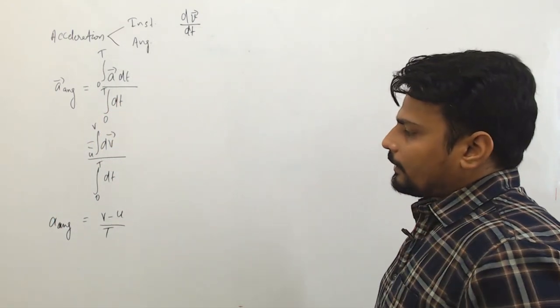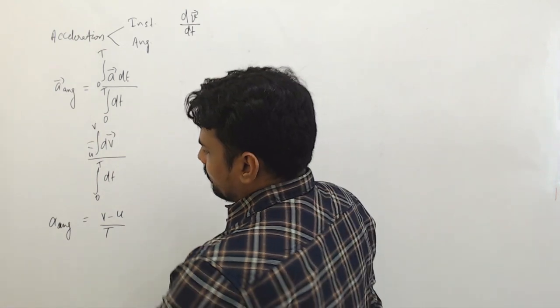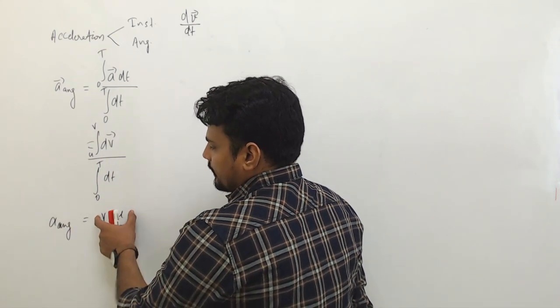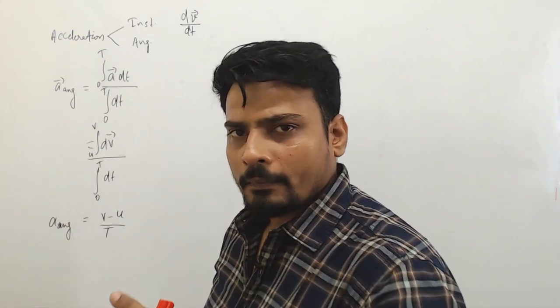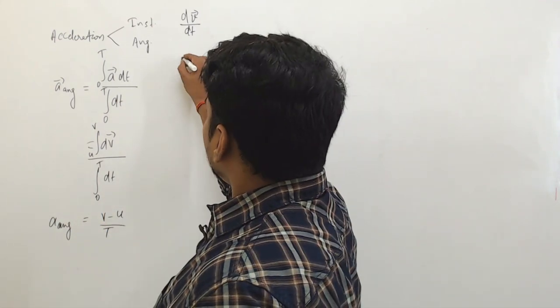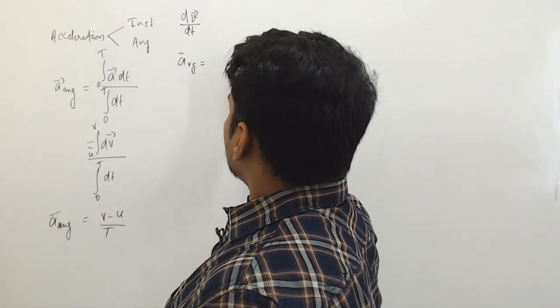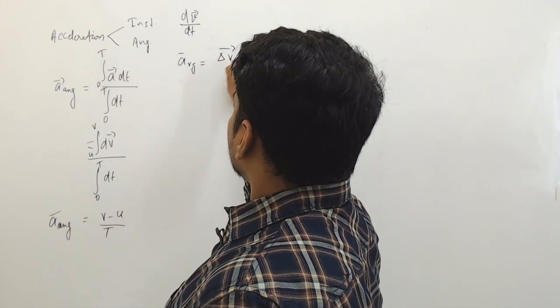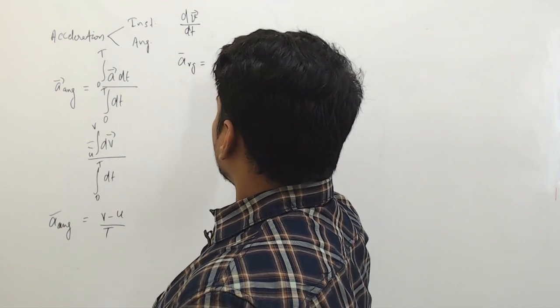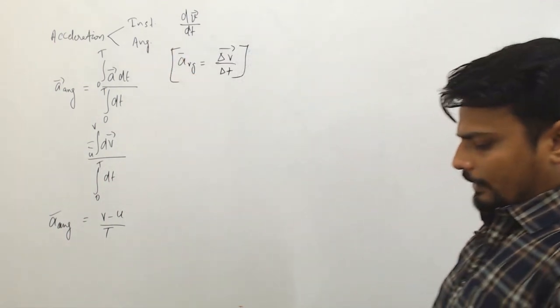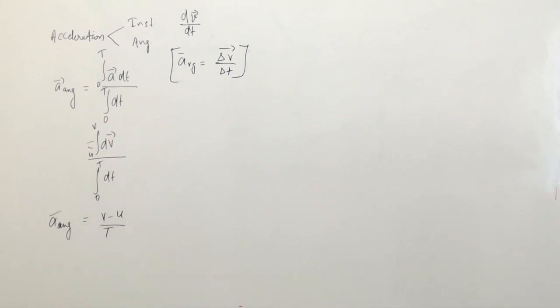So one thing we understood: average acceleration could also be given as the change in the velocity upon the change in the time. We can write that, right? So A average should be given as the change in the velocity over the change in time. This much is clear now. Did all of you understand? So this is how we're going to find the average velocity, average acceleration and the average speed.